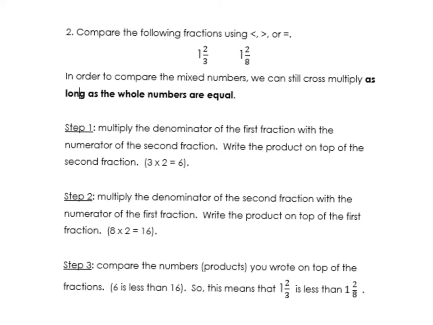So 3 times 2 equals 6. Let's write that on top of the second fraction. Step 2 is to multiply the denominator of the second fraction with the numerator of the first fraction. Write the product on top of the first fraction. So 8 times 2 equals 16.